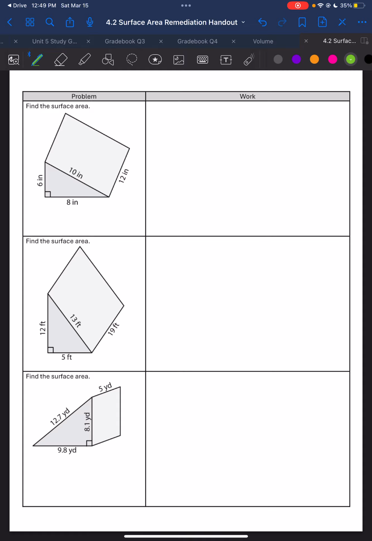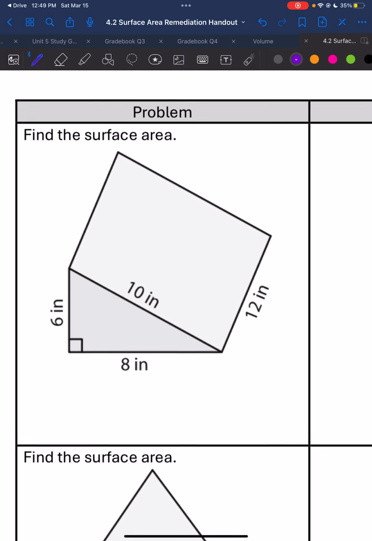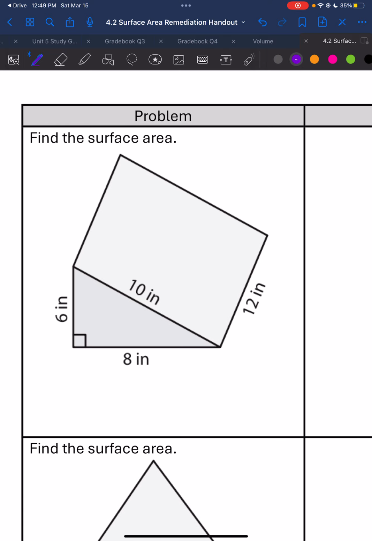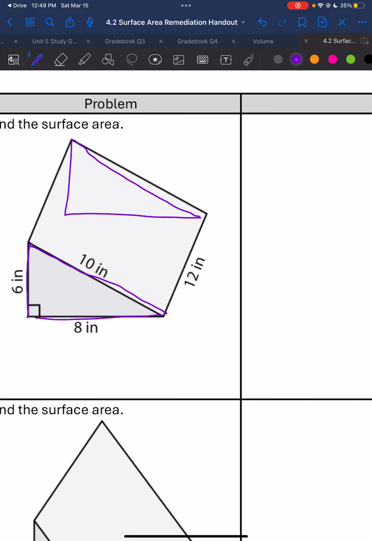Okay, so finding surface area of a triangular prism is the same exact thing as finding the surface area of a rectangular prism, except we have different shapes. So first I'm going to start off with the front and the back. The front and the back are both triangles, and they're the exact same. So let's focus on the front.